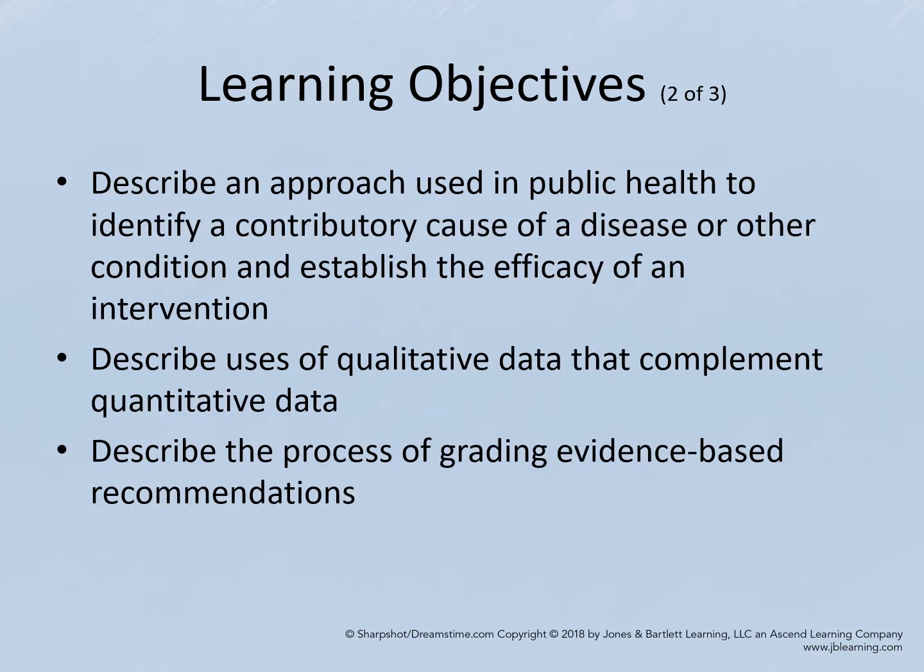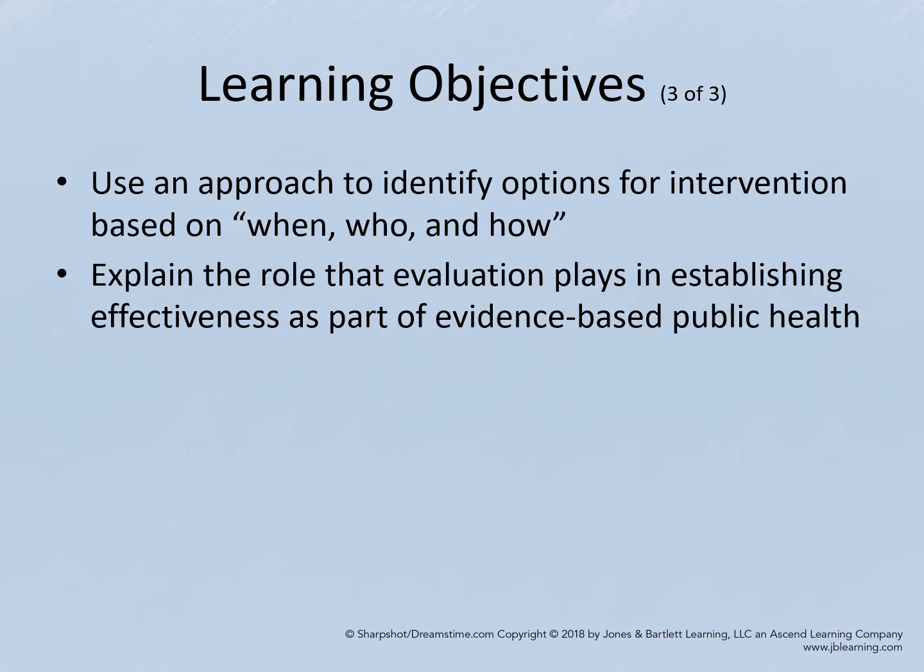Furthermore, we will discuss approaches used in public health to identify a contributory cause of a disease or other condition and establish the efficacy of an intervention. We describe the uses of qualitative data that complement quantitative data. Describe the process of grading evidence-based recommendations. We'll learn about approaches to identify options for intervention based on when, who, and how. Explain the role that evaluation plays in establishing effectiveness as part of evidence-based public health.